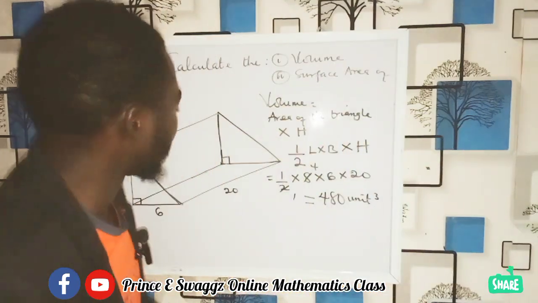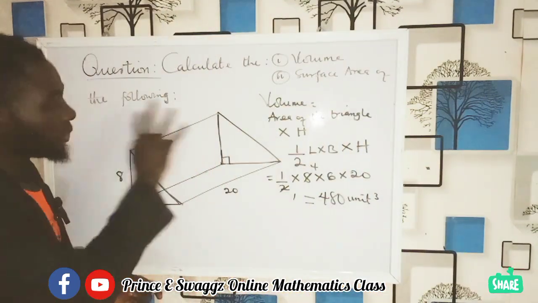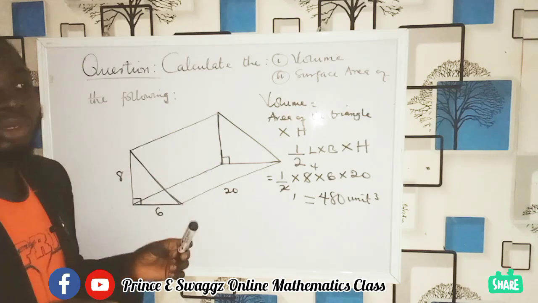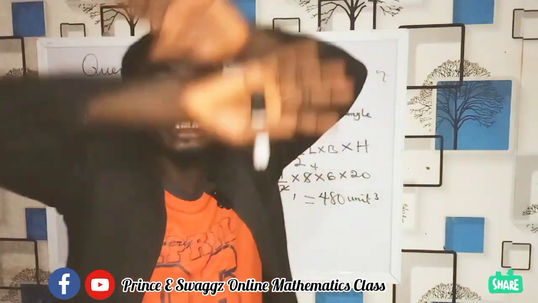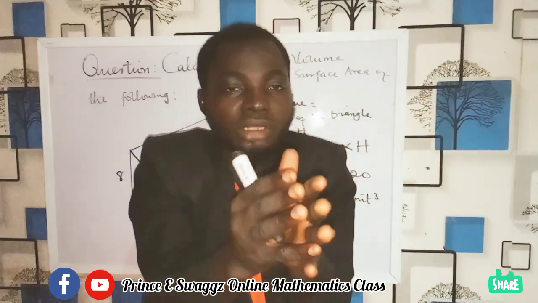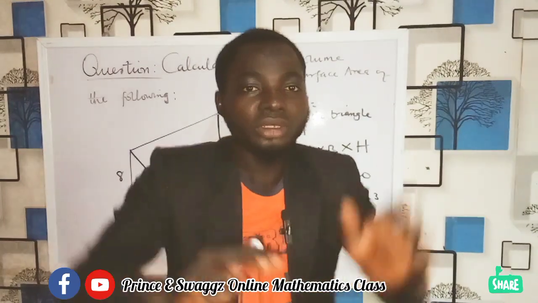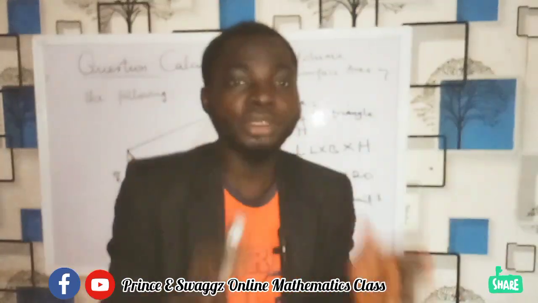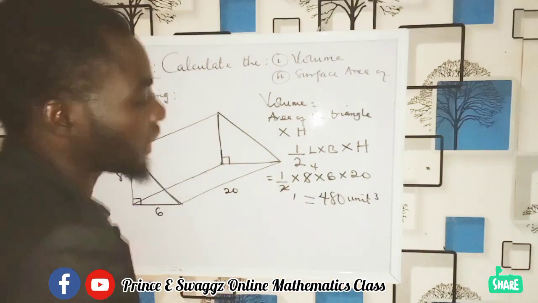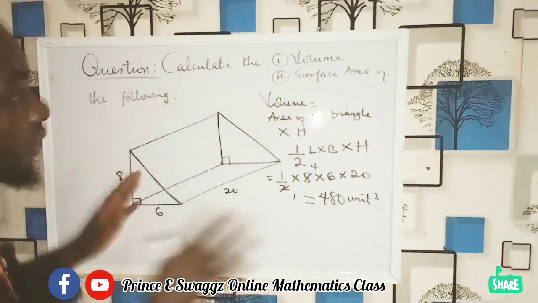Now, what is that? When you are using total surface area, it simply means the addition of all the areas that form that shape. The addition of all the basic shapes that form the shape you are looking at. That's how to get total surface area.